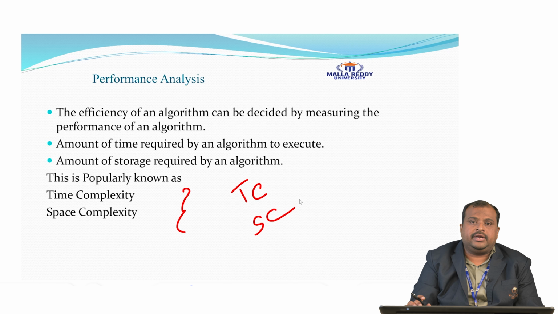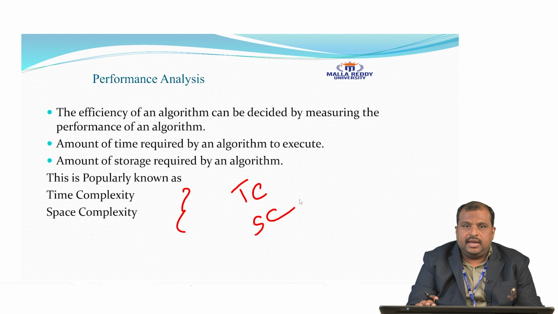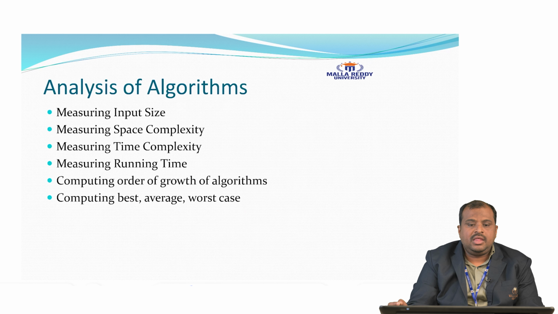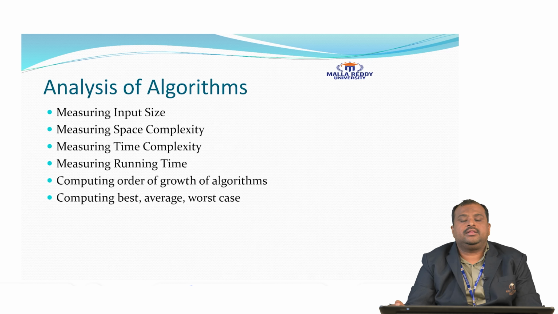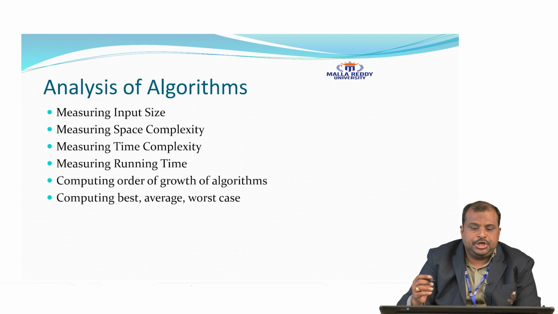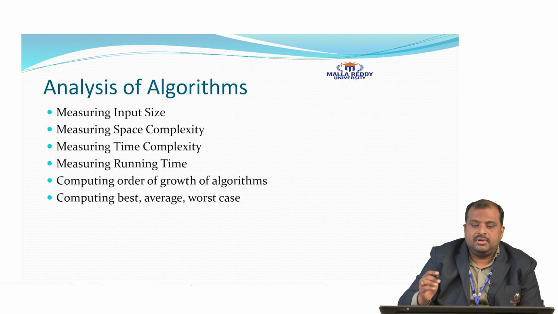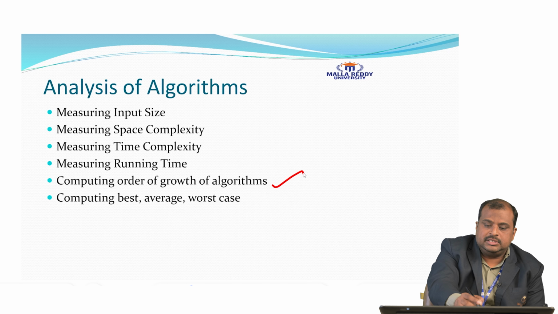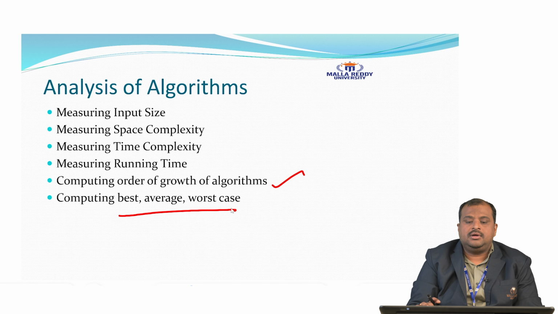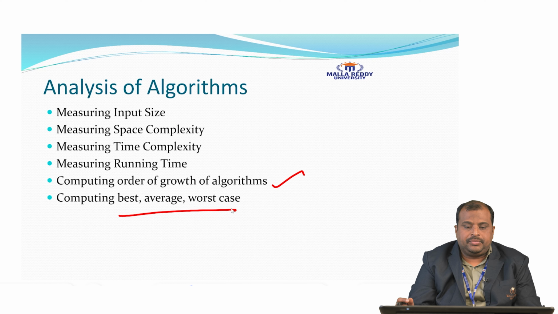Based on these two factors, we can analyze the performance of an algorithm. Analysis of an algorithm can be done by measuring input size, space complexity, time complexity, running time, as well as order of growth, and best case, worst case, and average case based on the computing.